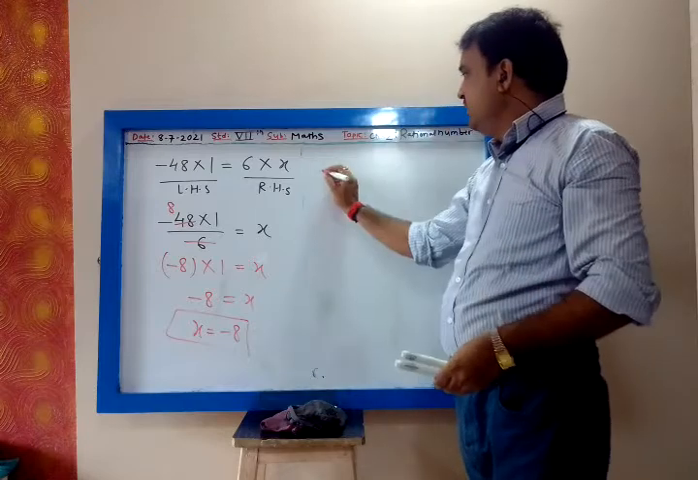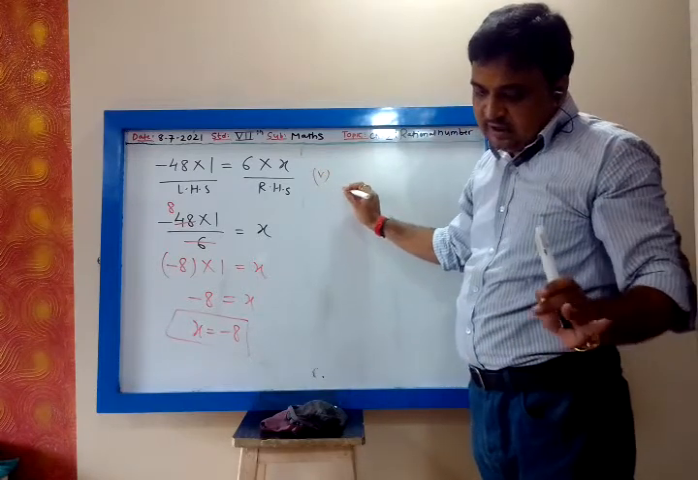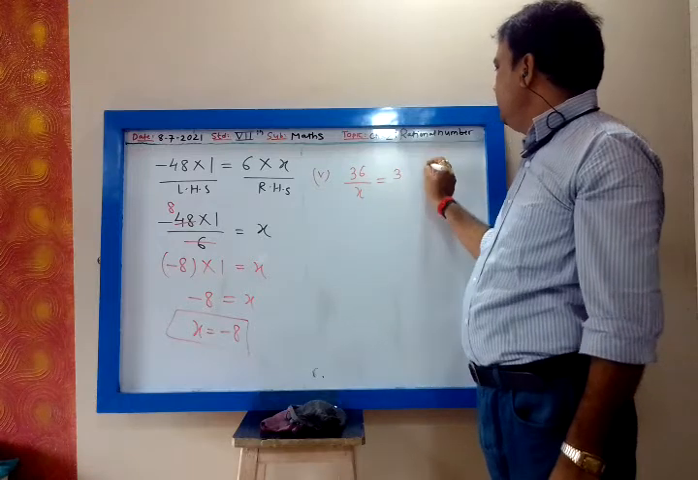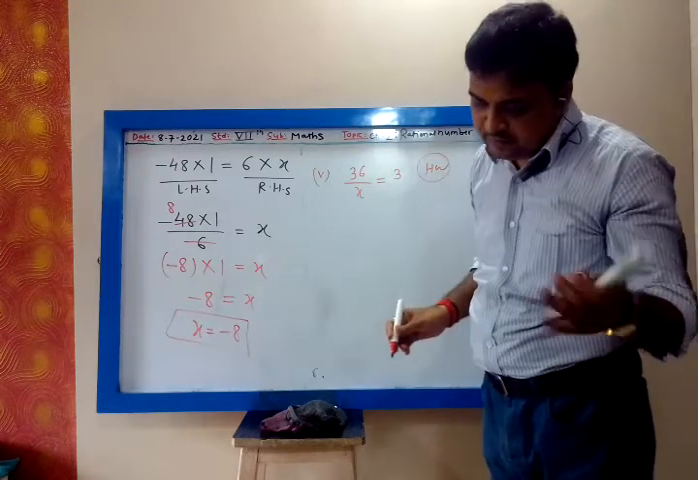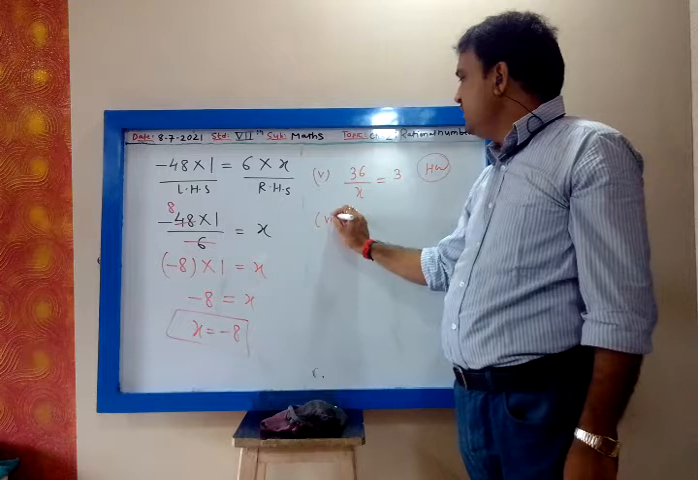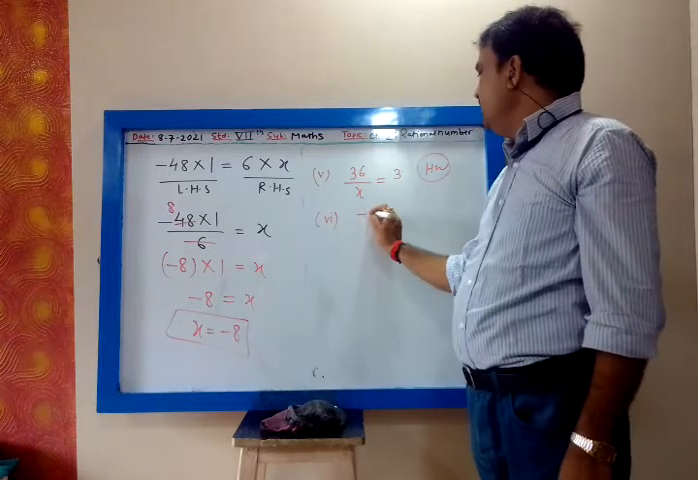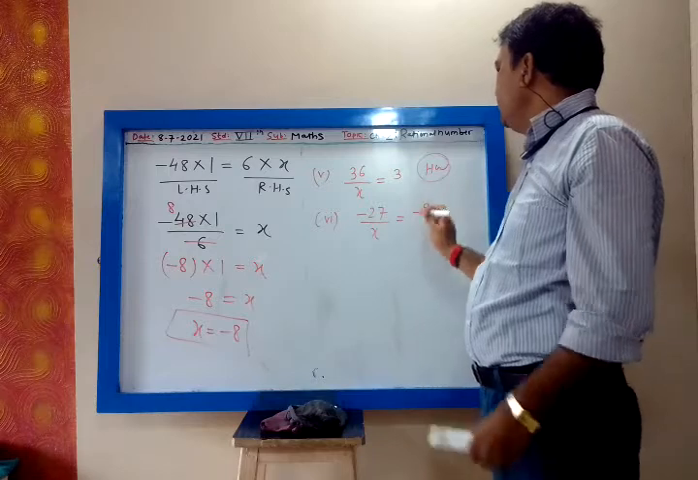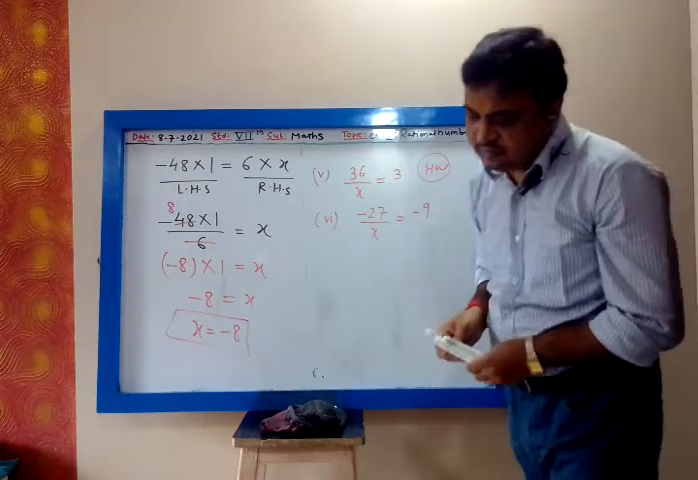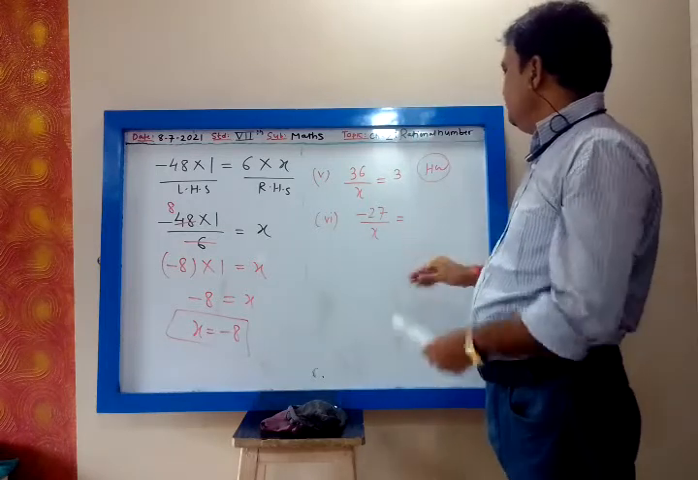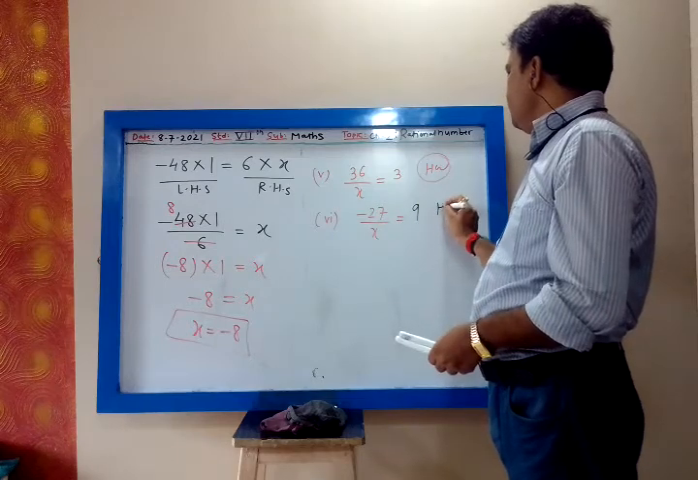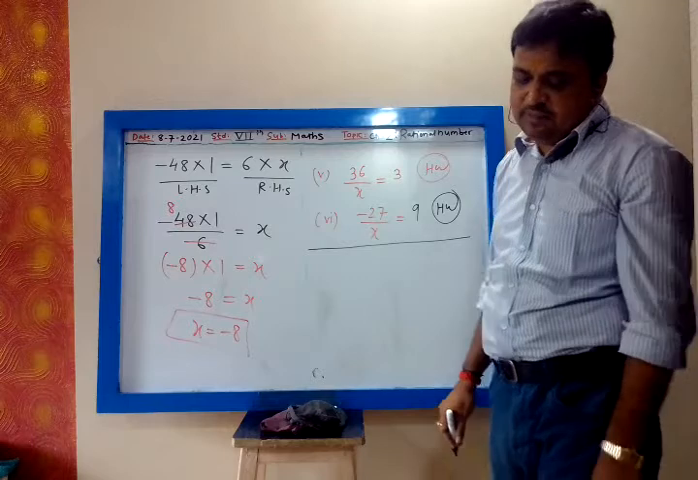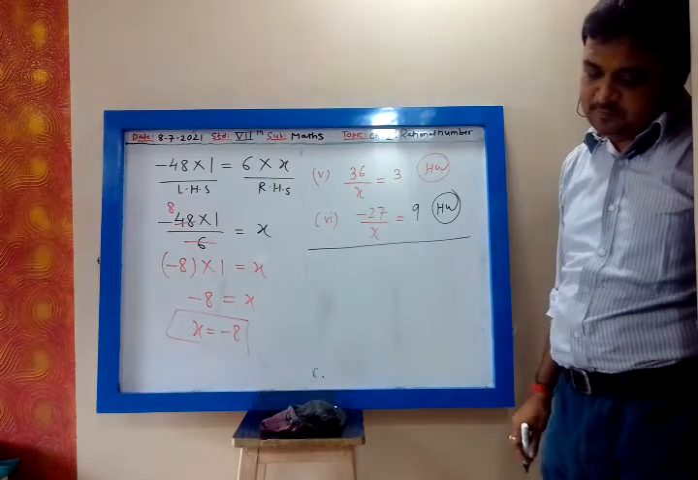Then fifth is 36 upon x is equal to 3. 3 you will write as 3 upon 1. Homework. Then sixth is minus 27 upon x is equal to minus 9. Let me solve this. It is 9, given. So let me give homework again. Okay, homework. So whenever there is equality of two rational numbers, you have to cross multiply and simplify.